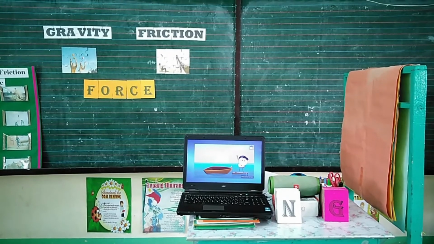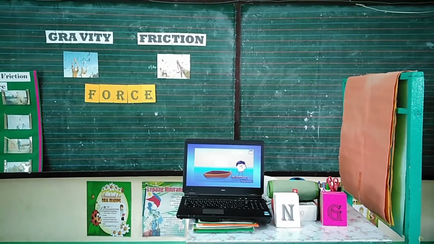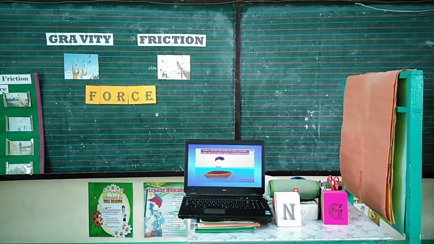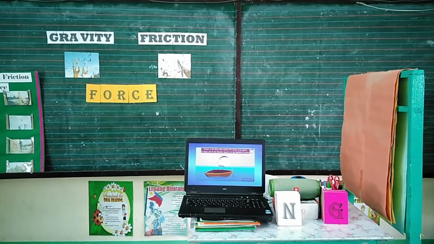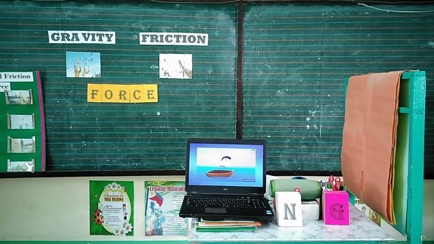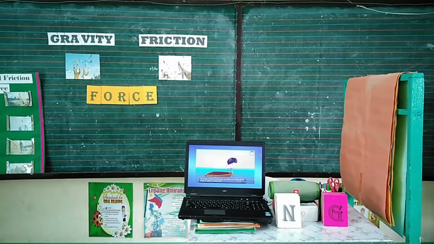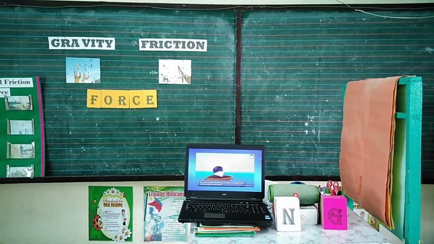Yippee! Do you know why? This is because of friction. Friction is the force which opposes the motion of an object. It always acts in the direction opposite to the direction of motion. The amount of friction depends upon the texture of an object and the surface on which it is being moved.